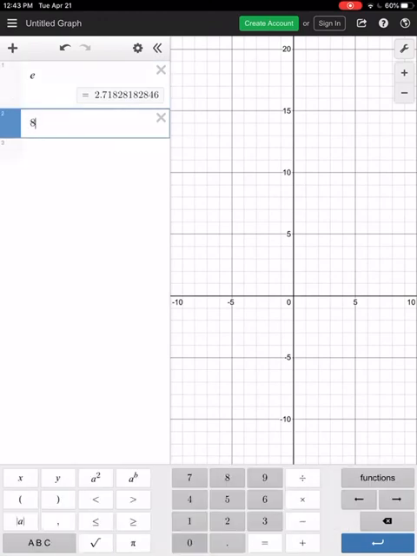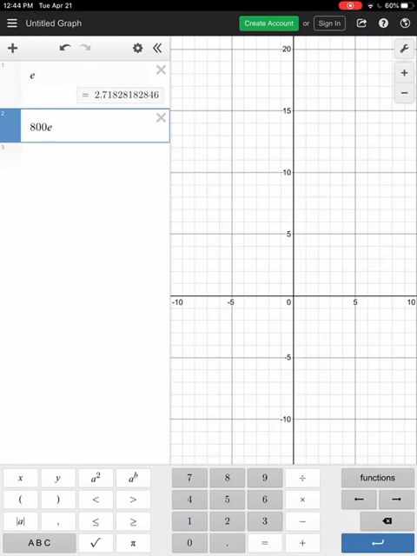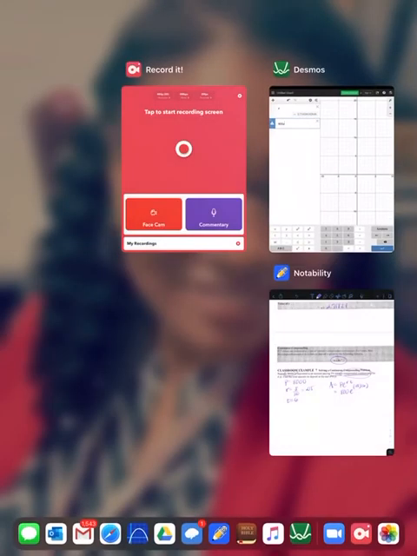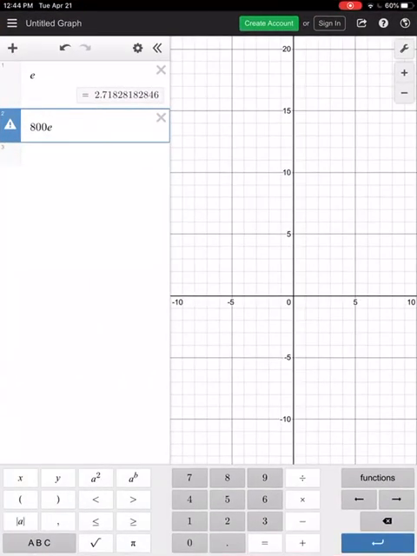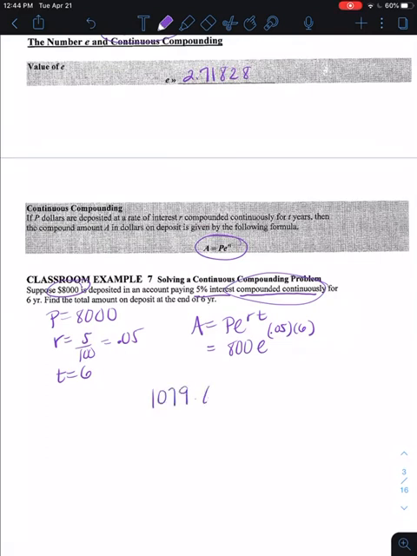So 8,000, and then you just go to your keyboard and use the e button, if you're using Desmos. The exponent would be 0.05 times 6. You'll want to put that in parentheses, 0.05 times 6. So that's the balance after that 6-year period: $1,079, and you will round it to 89 cents. So $1,079.89. All right, that's it.